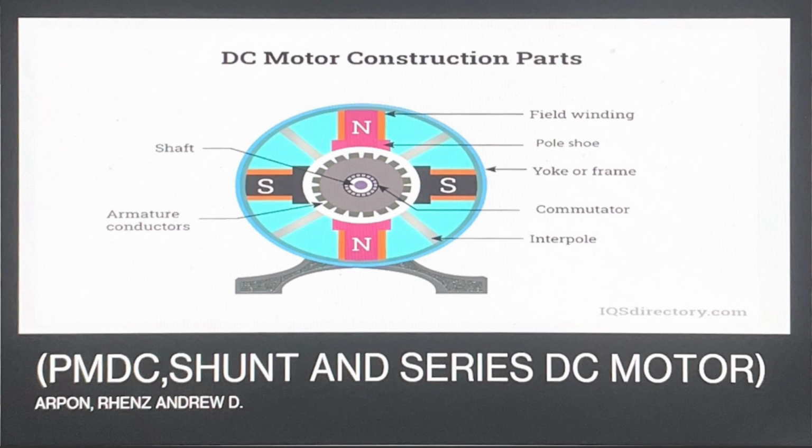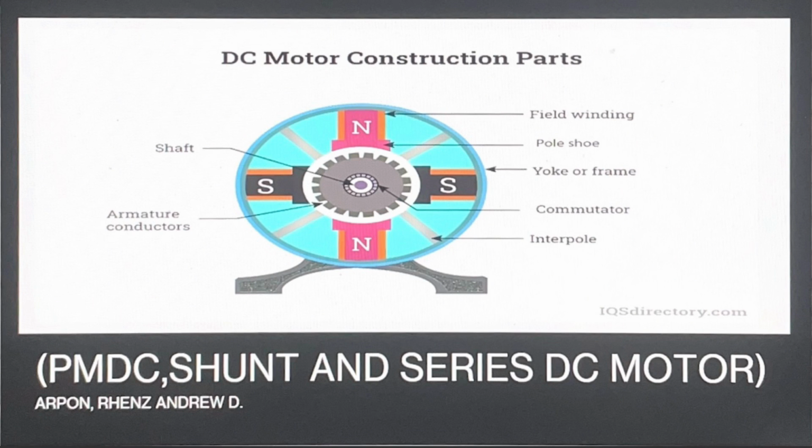Field windings, coils around the poles that create the stationary magnetic field. And pole shoe or frame, magnetic poles, N and S, north or south, mounted on the frame, shaping and directing the magnetic flux. Interpoles, small auxiliary poles placed between main poles that compensate for armature reaction and improve commutation. Yoke and frame, the outer iron structure that provides a path for magnetic flux and houses the components.